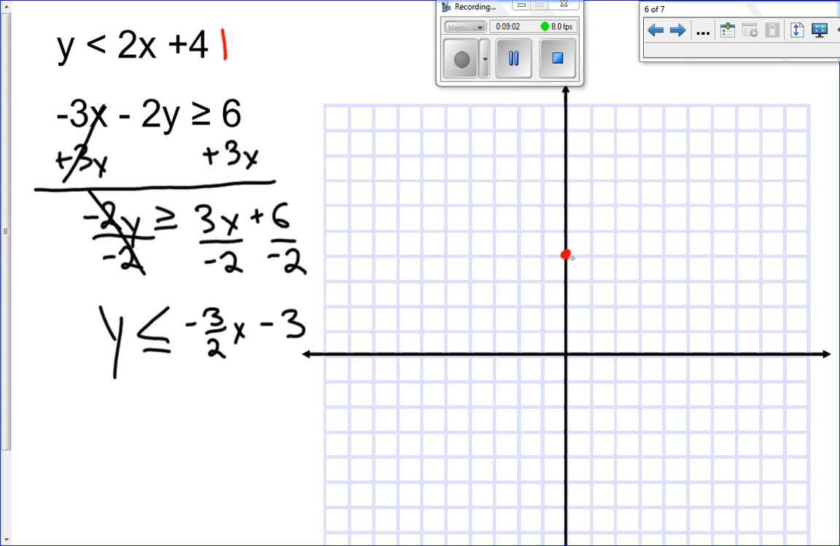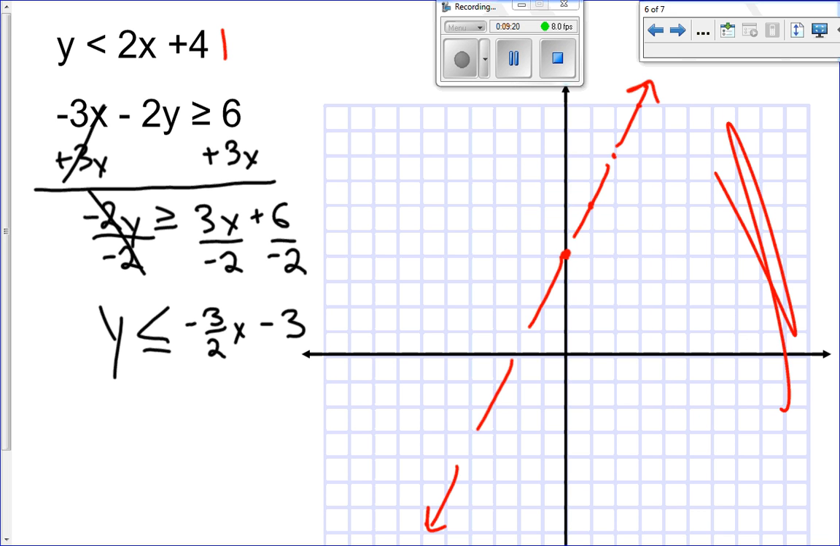I'm going to graph that. Slope is 2, so I'm going to rise 2, my intercept's 4. It's less than, so it's a dashed line. And it's everything below the line.